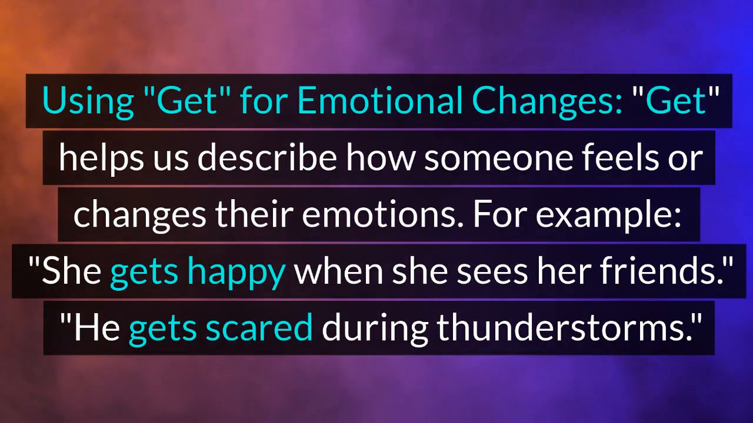Using get for emotional changes. Get helps us describe how someone feels or changes their emotions. For example, she gets happy when she sees her friends. He gets scared during thunderstorms.